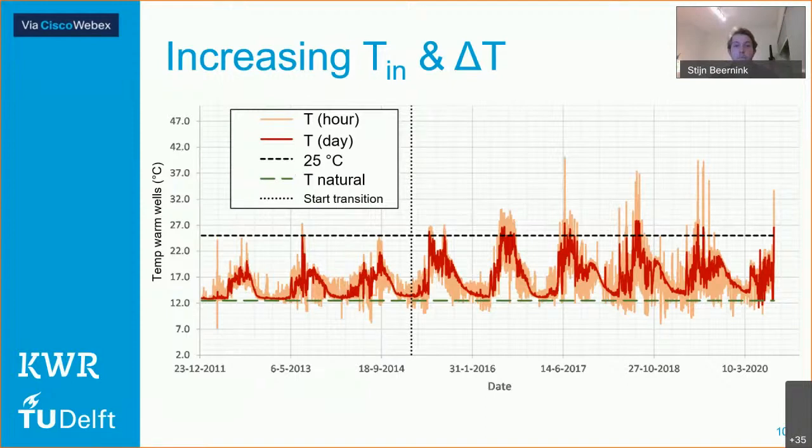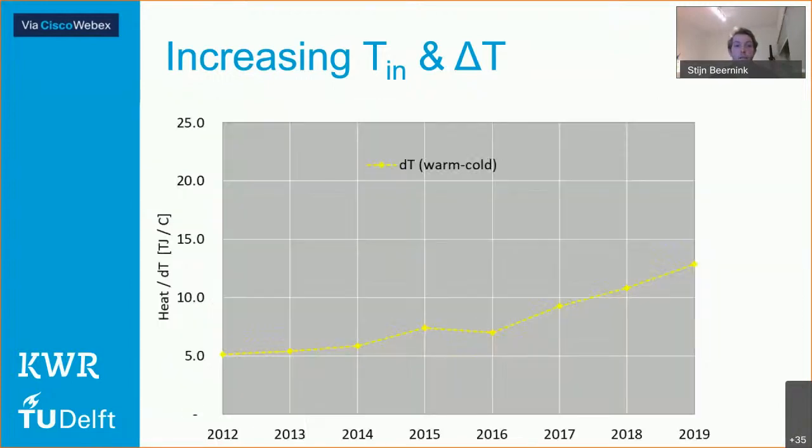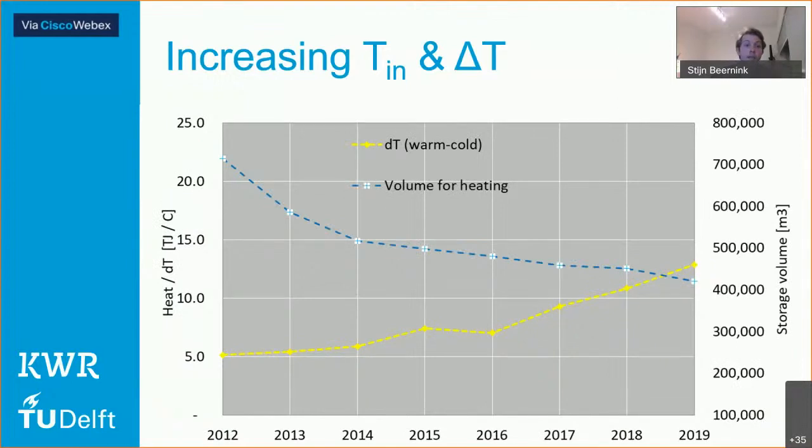So the improvement of the warm well temperature led to a bigger delta T, as we call it, so the average temperature difference between the warm wells and the cold wells. And this is a good indicator for the amount of energy that you can transport per amount of volume. This also means that less water needs to be used for the same amount of energy, as we can see here. So the delta T increased from 5 to about 12. So it more than doubled between 2012 and 2019.